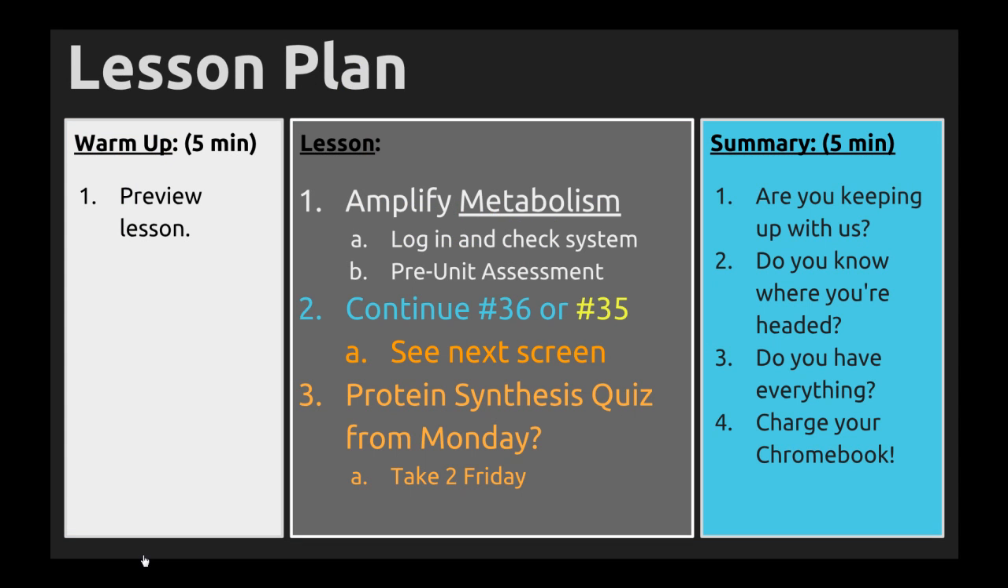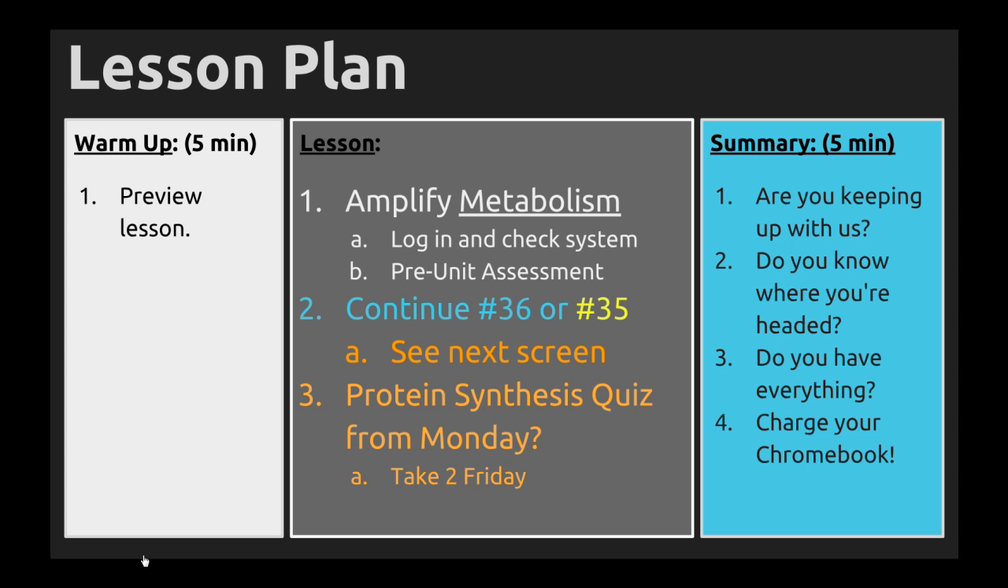Lesson plan. We're going to start with the Amplify Metabolism Unit. We're going to log in, check the system. I'm going to push things out to your computers to see if that works and what happens when we use the Eyes Up feature and things like that. And then release you to do the pre-unit assessment.